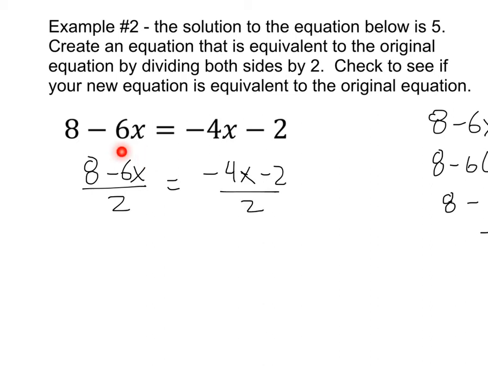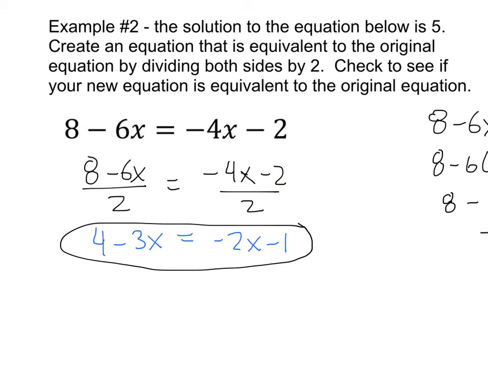Well, let's think about this. 8 minus 6x divided by 2. That would be 4 minus 3x. Remember, there's two pieces here, 8 and a negative 6x. I'm dividing the whole side by 2, so both of these are going to be cut in half, 4 minus 3x. And then over here, negative 4x minus 2, if I divide this whole thing by 2, I would end up with negative 2x minus 1. All right, so here is my equivalent equation.